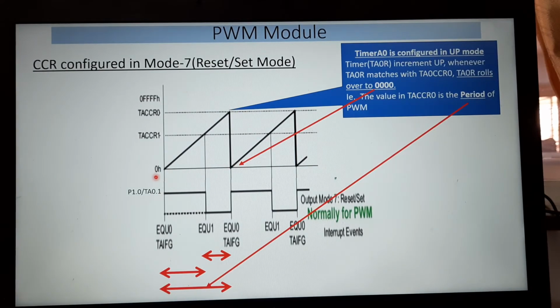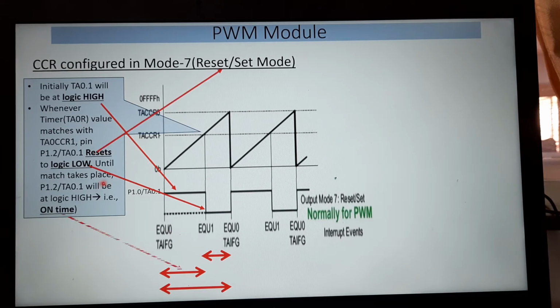Whenever the timer is started, it counts towards FF, and when the timer reaches the value in TACCR0, it rolls over to 0. As I already told, I am going to load a value in TACCR0 that will define the period of the PWM waveform. So whenever it rolls over from this value to 0, that defines the period of the pulse width waveform.